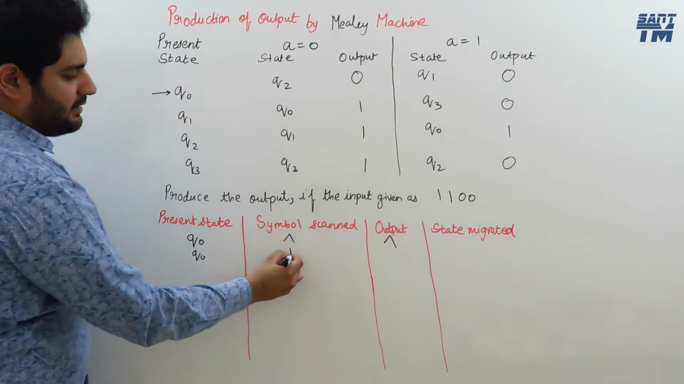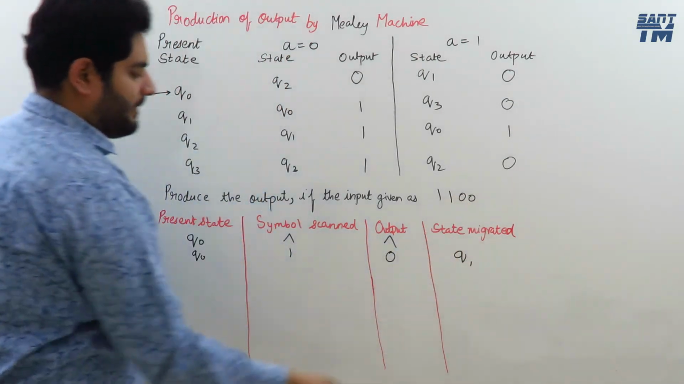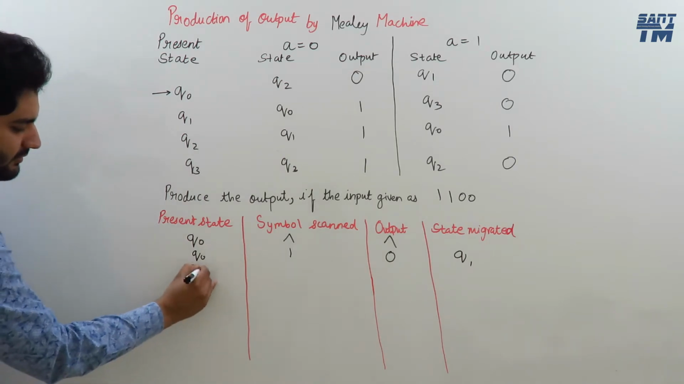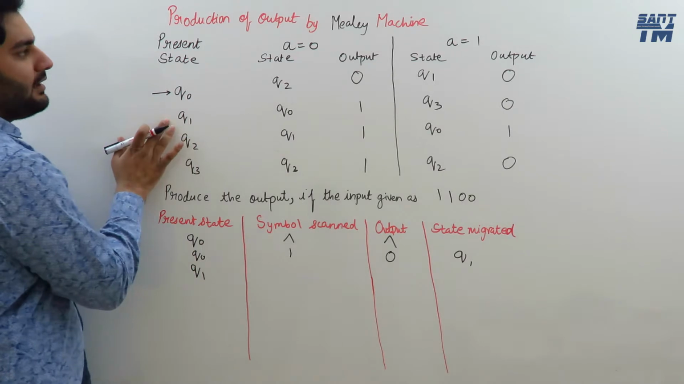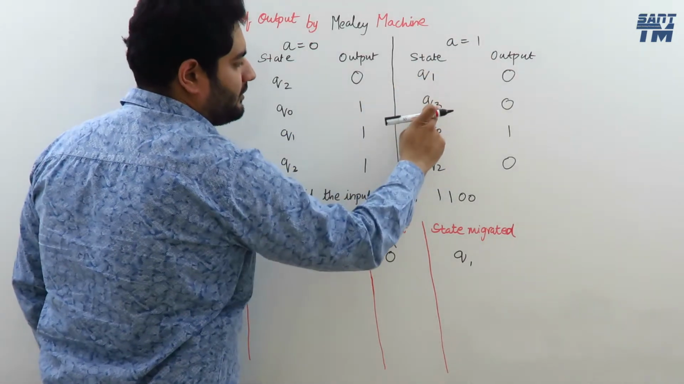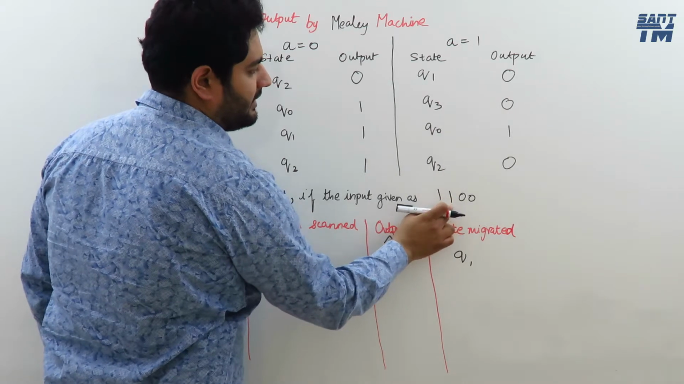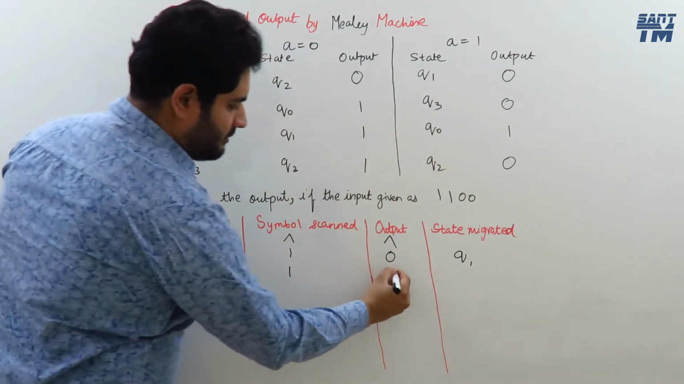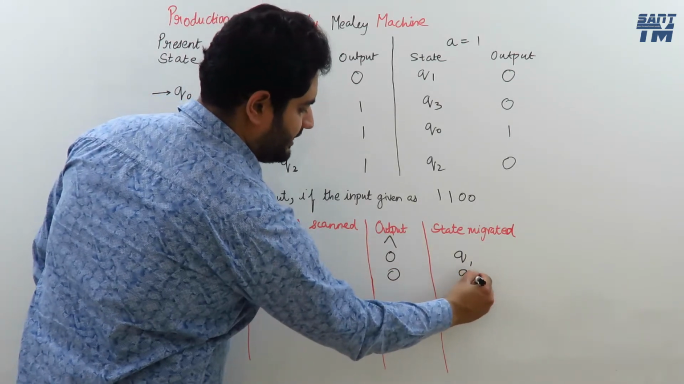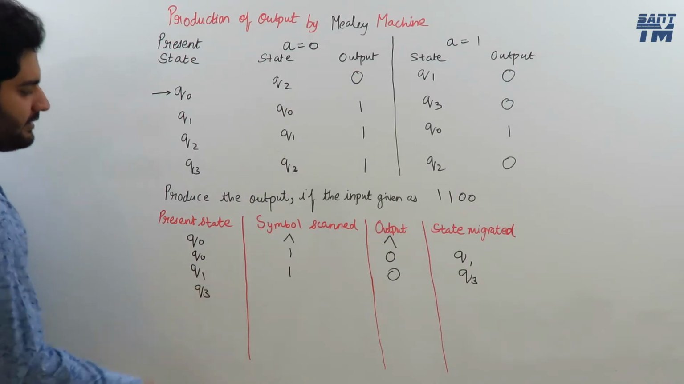On applying 1, output is 0 and state is Q1. Now present state is Q1. Q1 on applying 1 will move to Q3 and output is 0. Now present state is Q3.